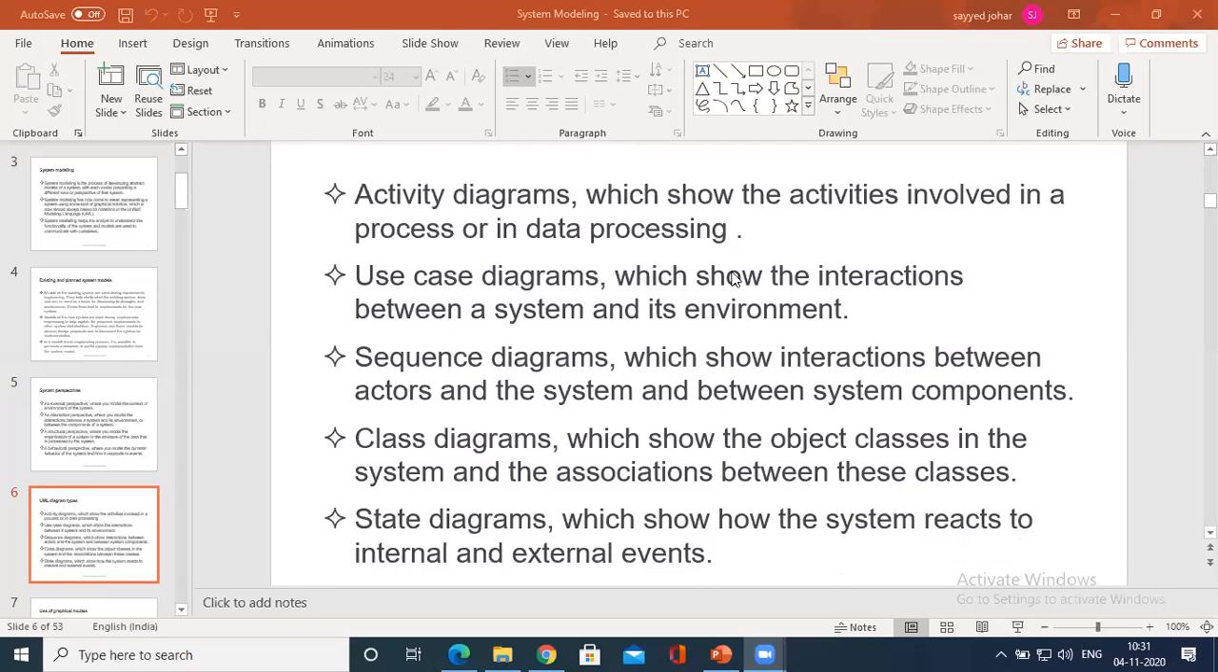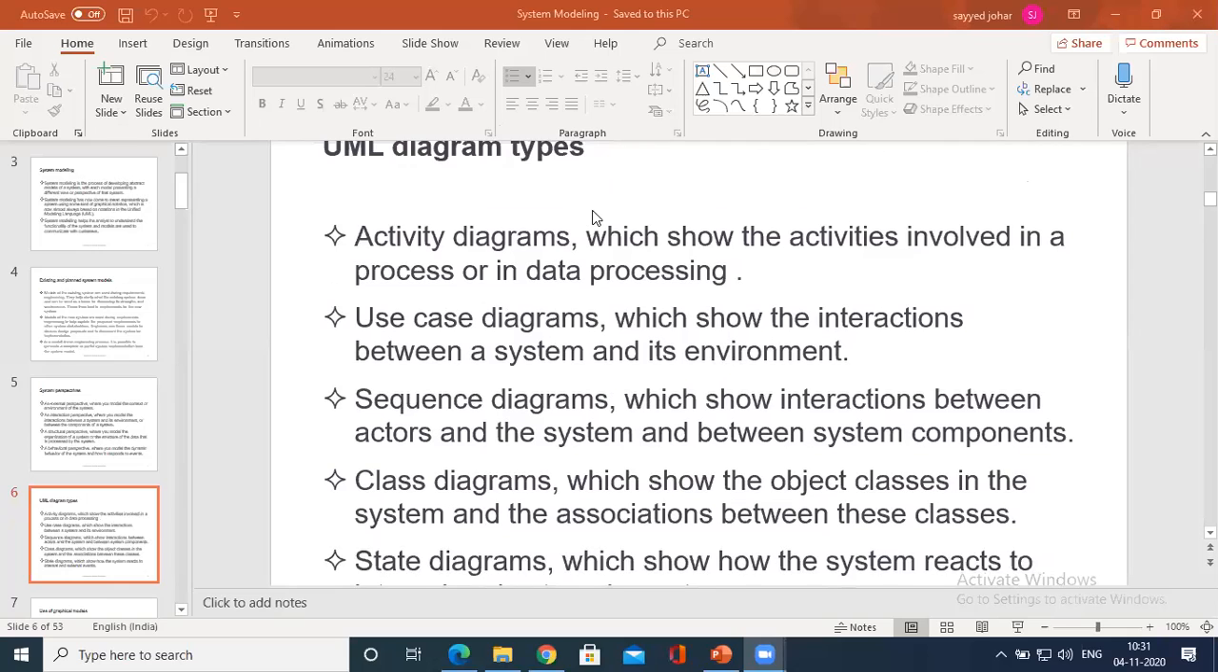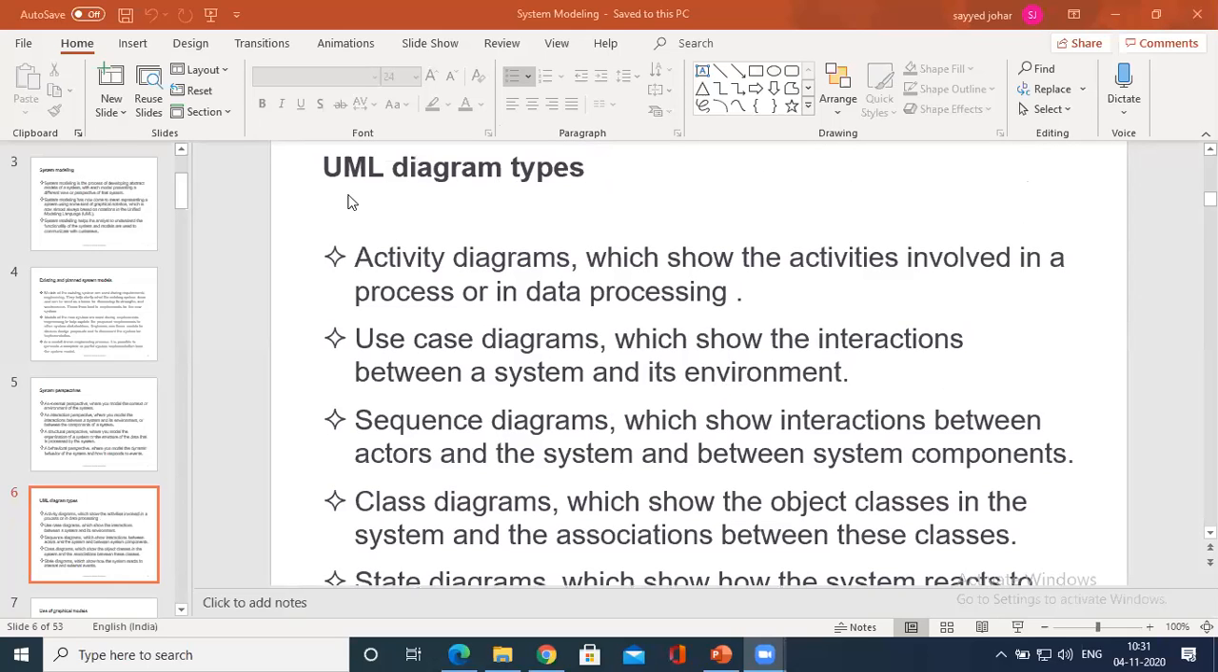Use case diagram shows the interaction between a system and its environment. We'll see what is a use case. A use case diagram consists of actors and use cases. Let us see that also, right? Activity diagrams show the activities involved in a process or in data processing. Fine. So these are all the technical terminology when you study UML diagram types.